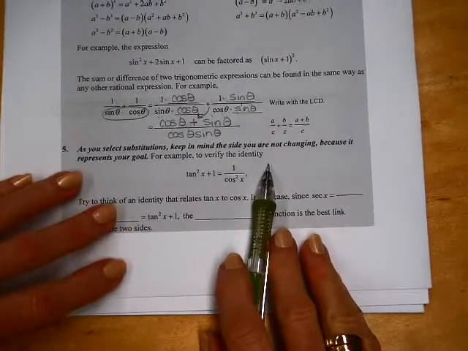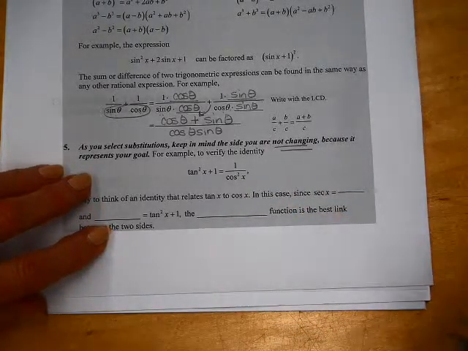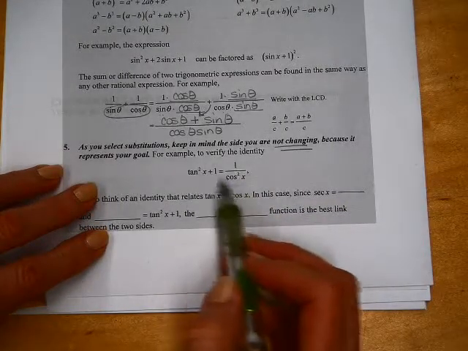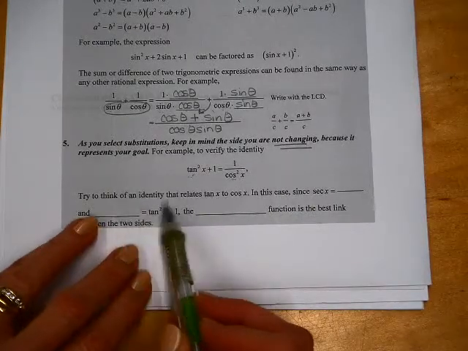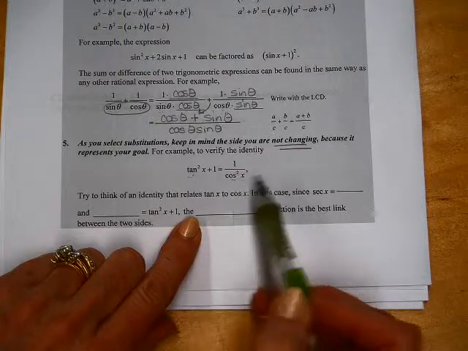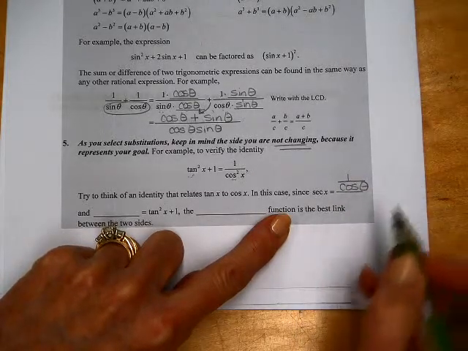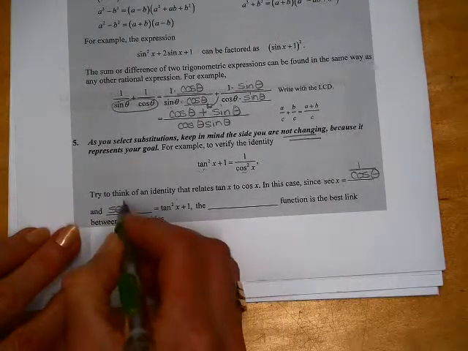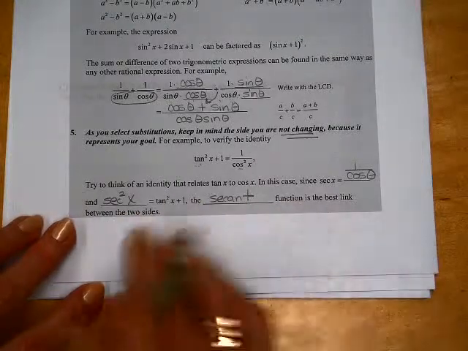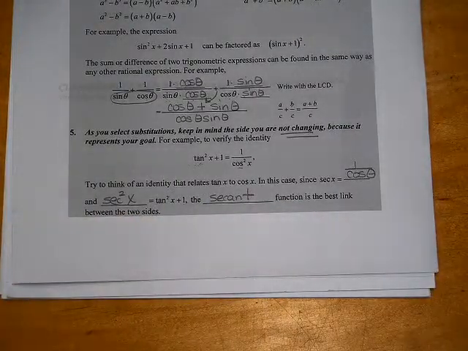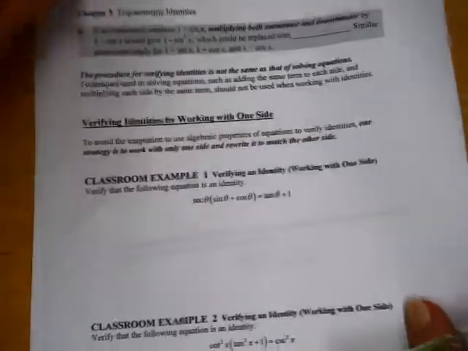As you're looking for substitutions to make in these problems, keep in mind the side that you are not changing. Always keep looking back to what you did not change, because that's where you're trying to get. And you also look for something that relates two sides of your function. What do these two things have in common? Well, they say try to think of an identity that relates a tangent to a cosine. And what they thought of was, in this case, since the secant is 1 divided by the cosine, and since secant squared of x is tangent squared plus 1, you might want to use your secant function to relate the two sides of the equation. So you're looking for things that will relate the sides that you're working on. Okay? Now, one last hint before we get started.